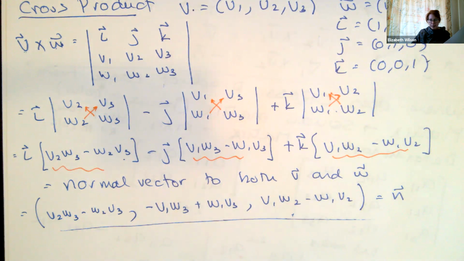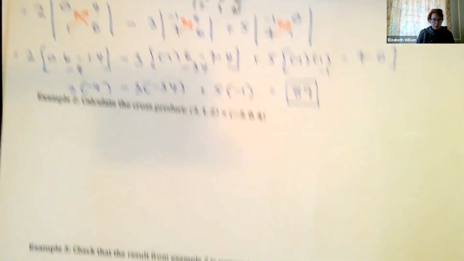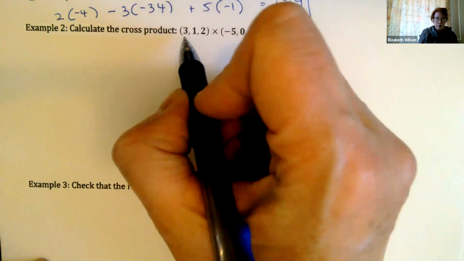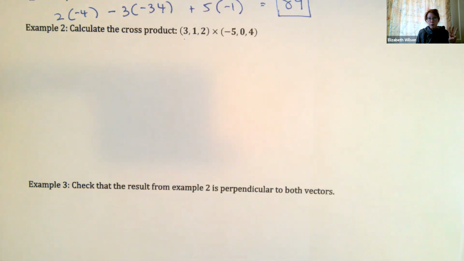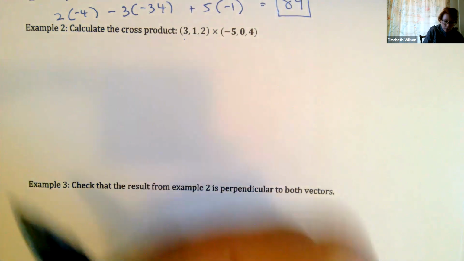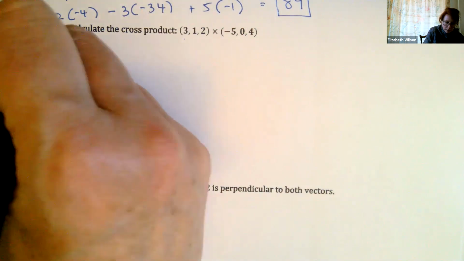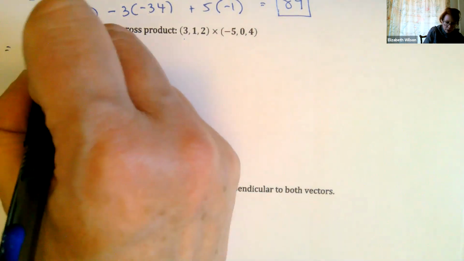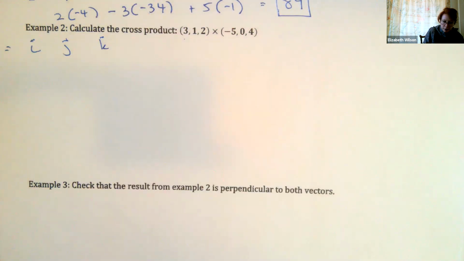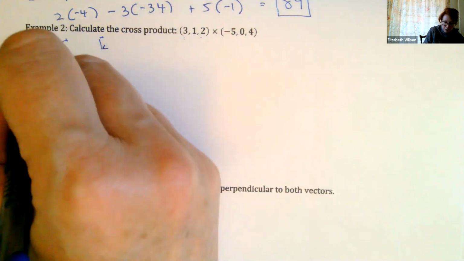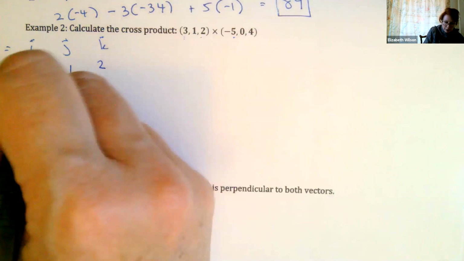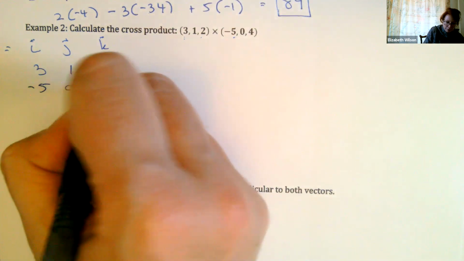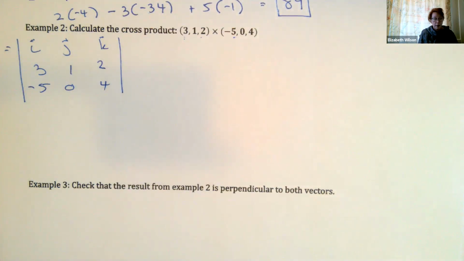You guys all set writing it? Okay. Alrighty. So example 2, we want to calculate the cross product of these two vectors here. Now they're both 3-dimensional vectors. First off, they have to have the same dimension and they need to be in 3 dimensions. So my cross product is going to be, I'm going to set up I, J, K as my first row. This one comes first, 3, 1, 2. This one comes second, minus 5, 0, 4. Okay, I'm taking the cross product.